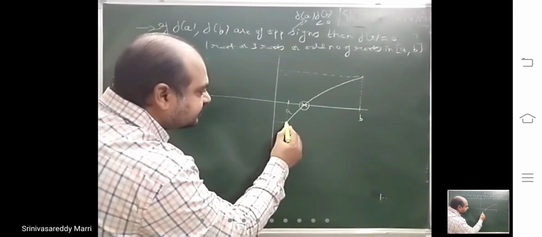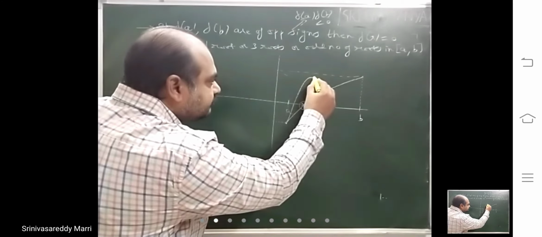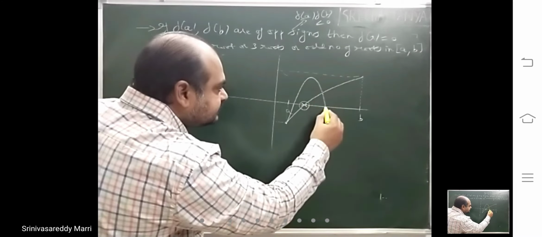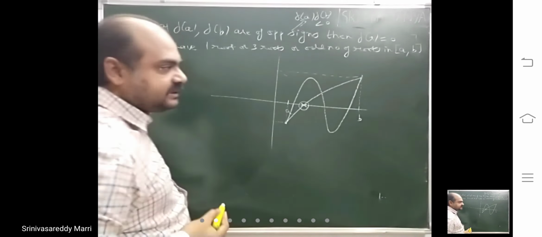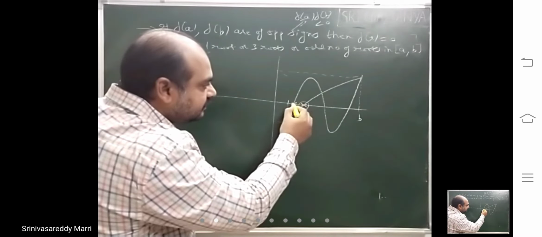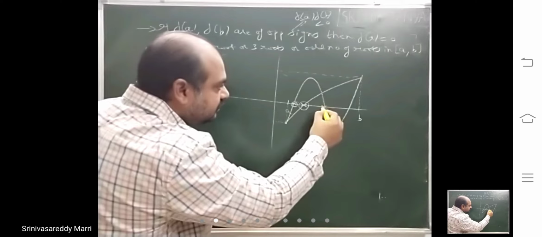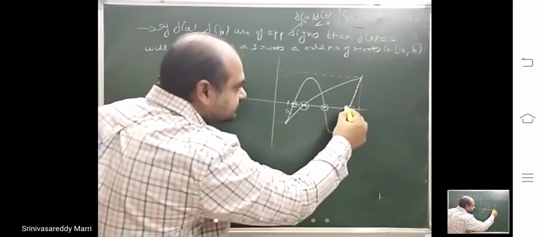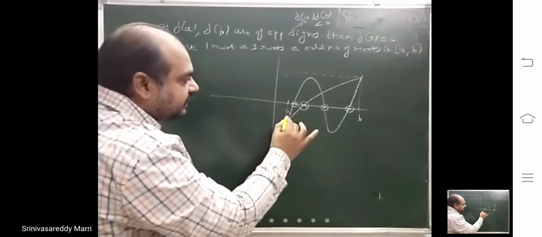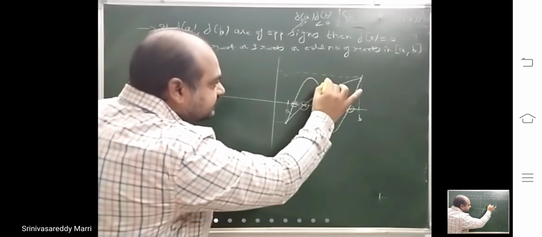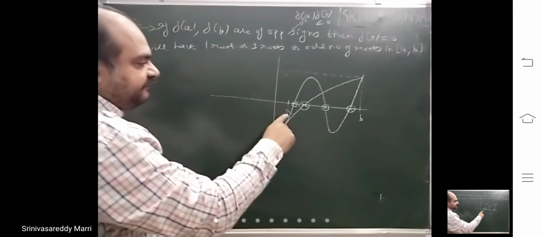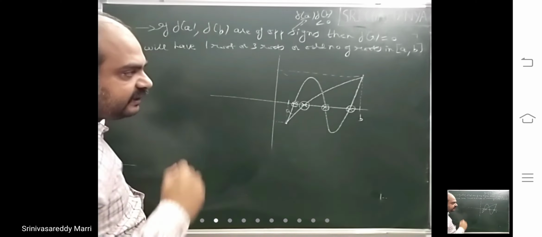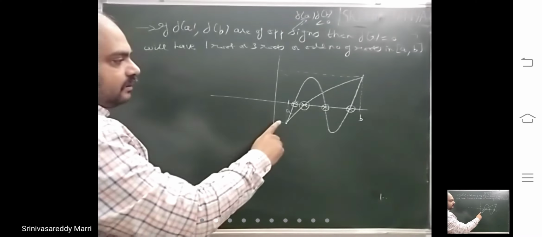Suppose the graph can be like this, like this, like this. The graph can be like this also. From here it has gone up and then down and then like that. That means how many are there? One root, two roots, three roots. Like that again, like this, like this, like this. In that case, five roots will be there. That means if it is strictly increasing, then one root will be there, minimum. Right?